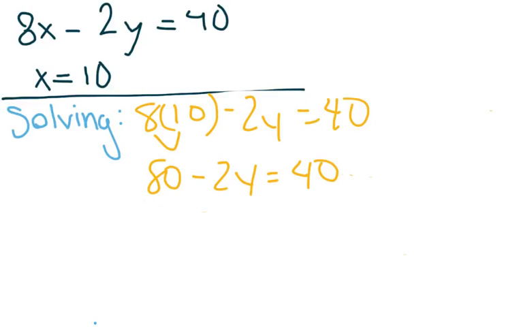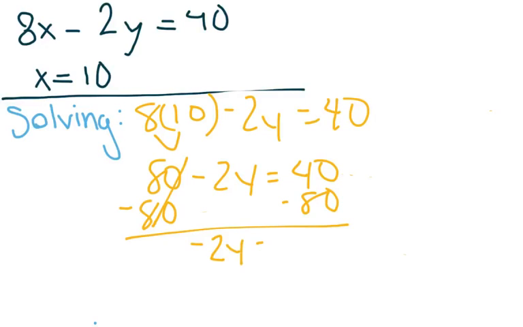So then we have to subtract 80 from here and 80 from here. So this is going to cross out. So you just bring everything down. It's going to be negative 40.